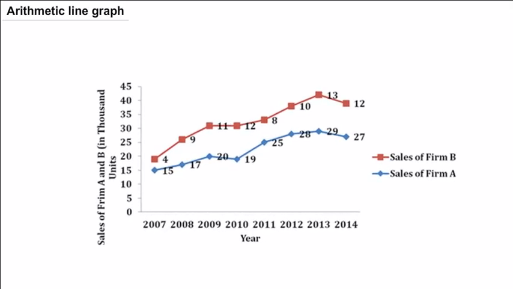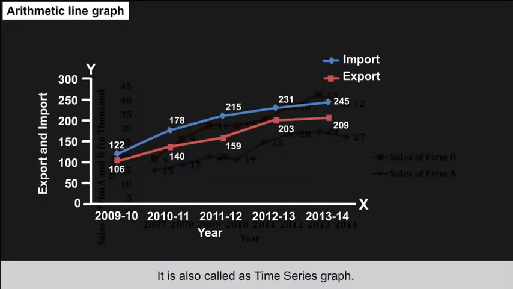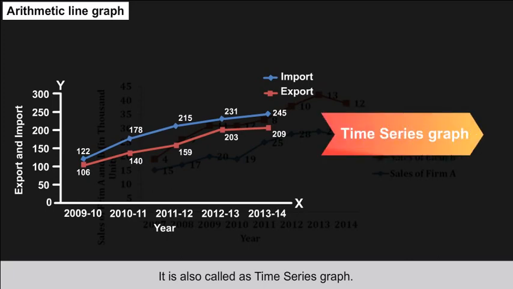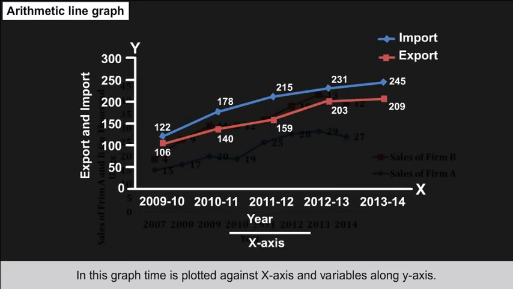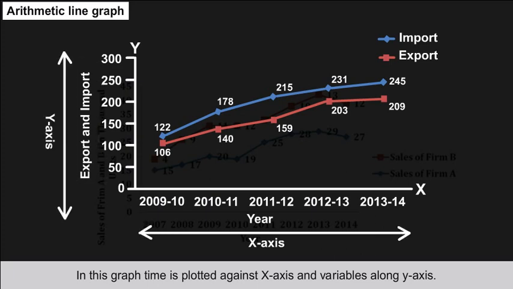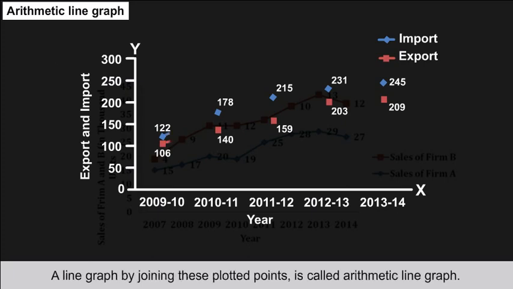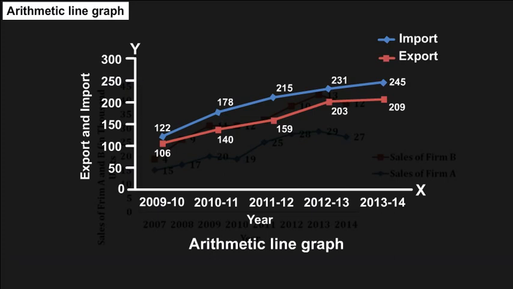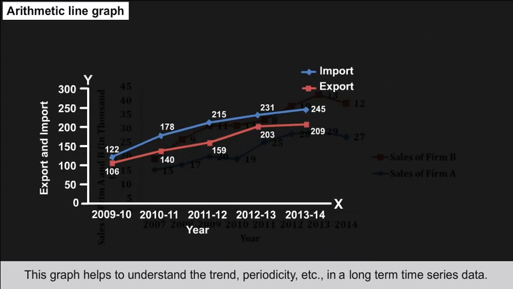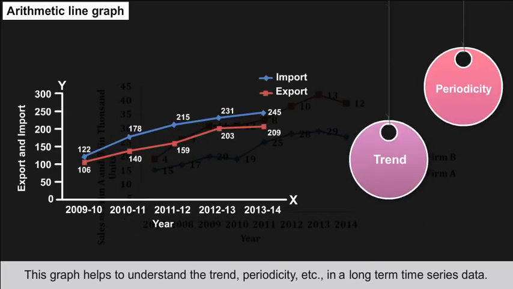Arithmetic line graph. It is also called a time series graph. In this graph, time is plotted along the x-axis and variables along the y-axis. A line graph formed by joining these plotted points is called an arithmetic line graph. This graph helps to understand the trend, periodicity, etc. in long-term time series data.